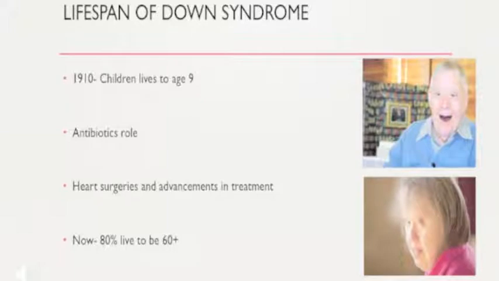As for the lifespan of Down syndrome, in 1910 children lived to only be 9 years old. Antibiotics began to play a role and increased the living age from 9 to 20. However, after advancements in clinical treatment such as heart surgeries, we have now increased the lifespan of these individuals to live into their 60s. So now 80% live to be 60 plus.